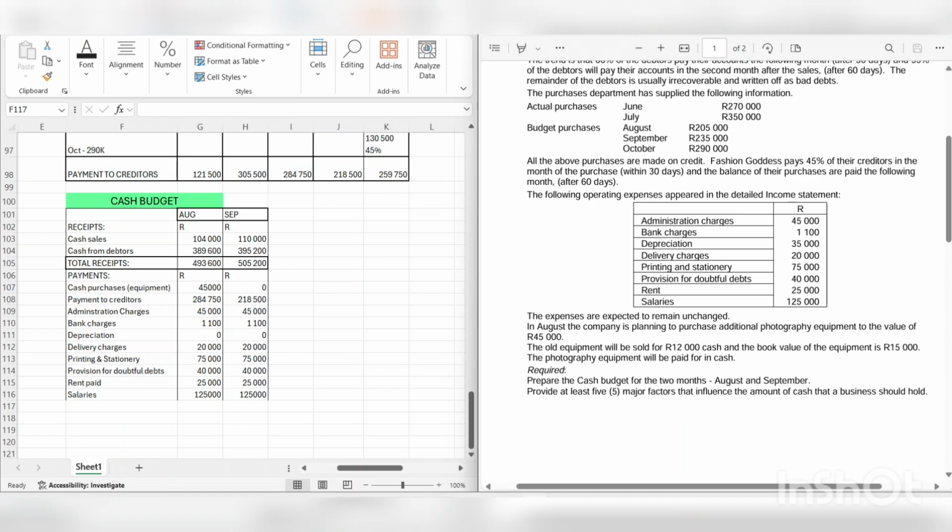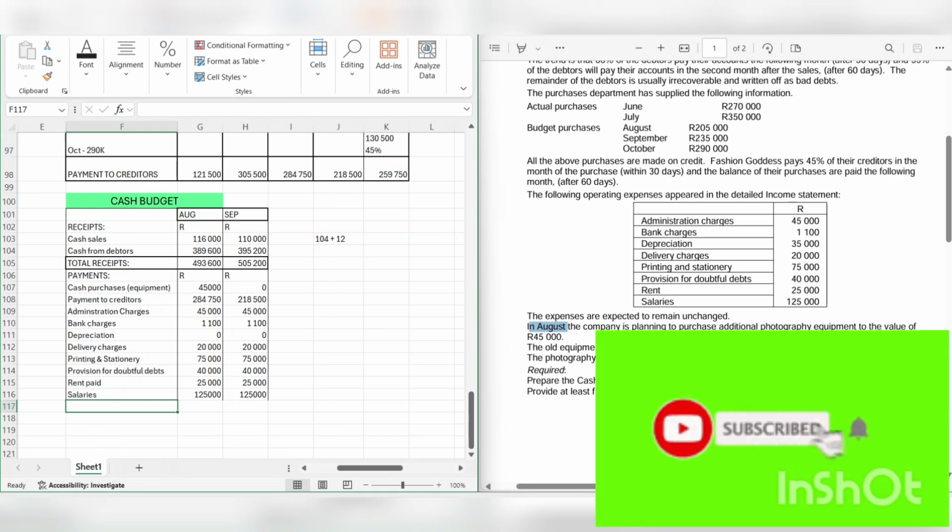So 104 plus 12,000 will give us 116,000. All right. The next step would be to calculate our budget deficit or surplus and our opening balance and closing balance.